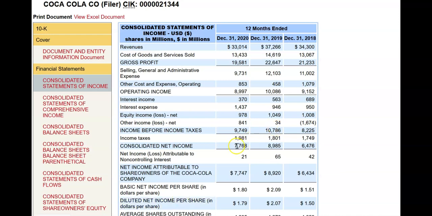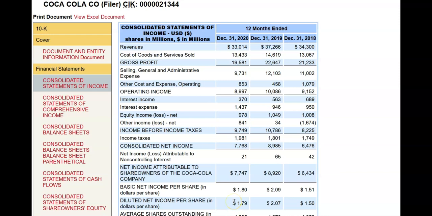The numerator is always going to be the same. It's just going to be your net income. In this case, it would be attributable to the common stockholders of the company. Net income, but then the denominator changes based on basic or diluted. Basic is what is that weighted average number of common shares outstanding? That's simple enough to calculate.